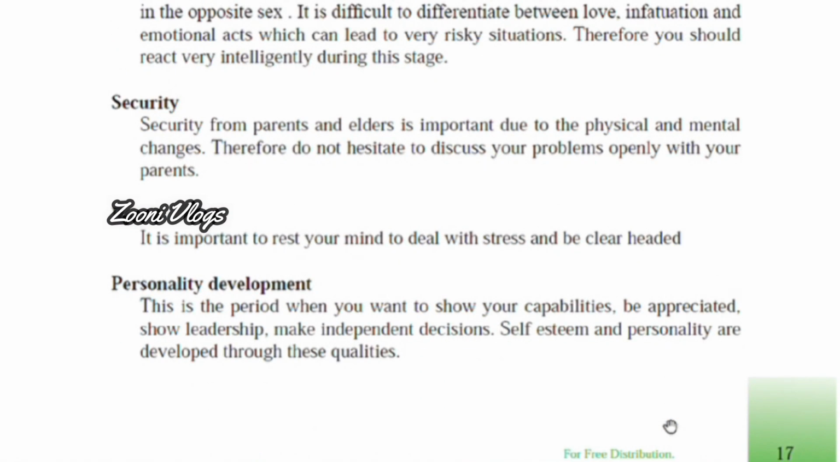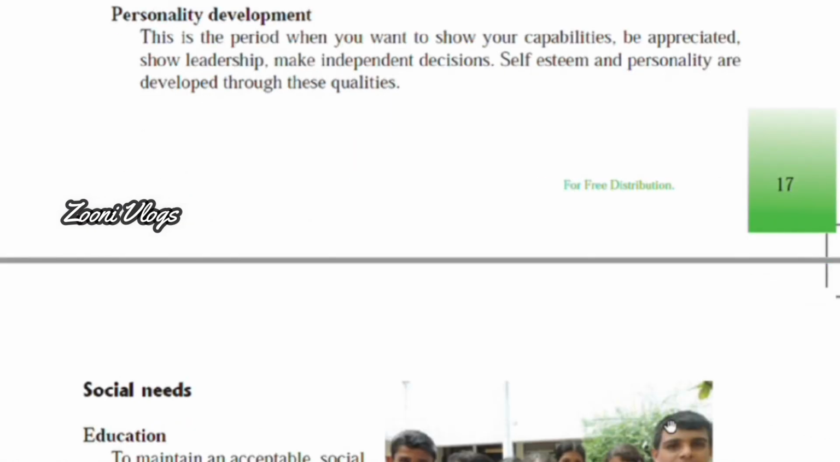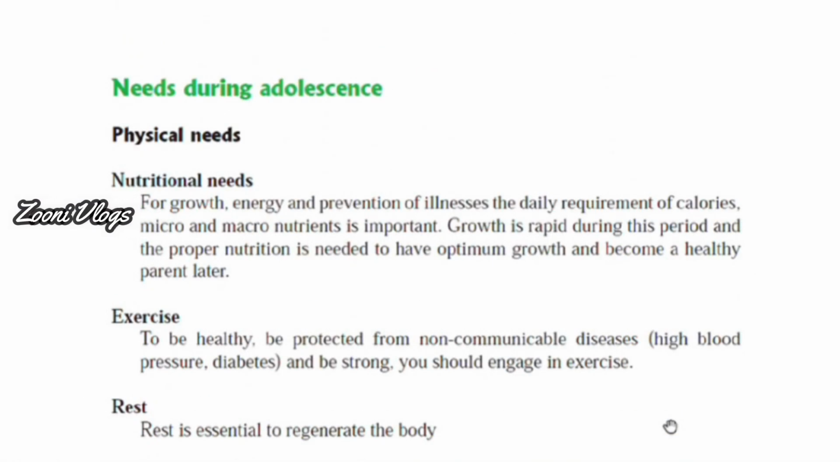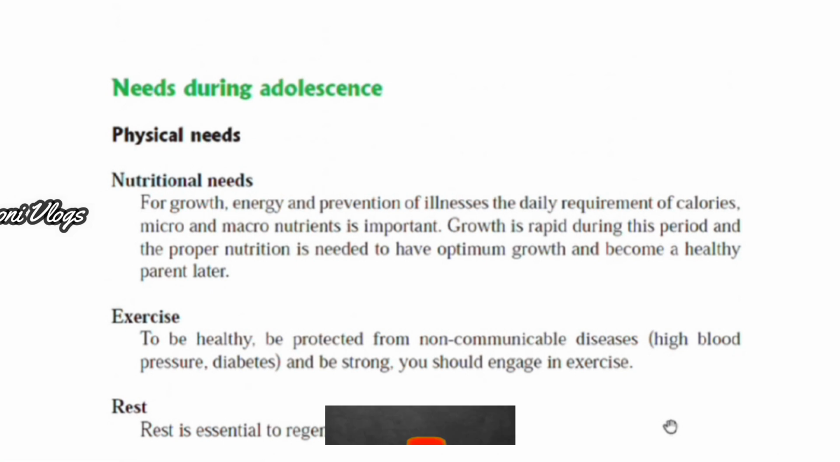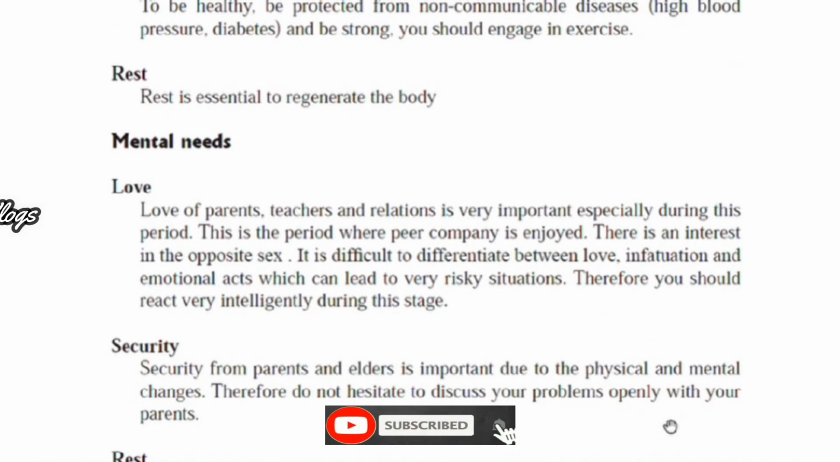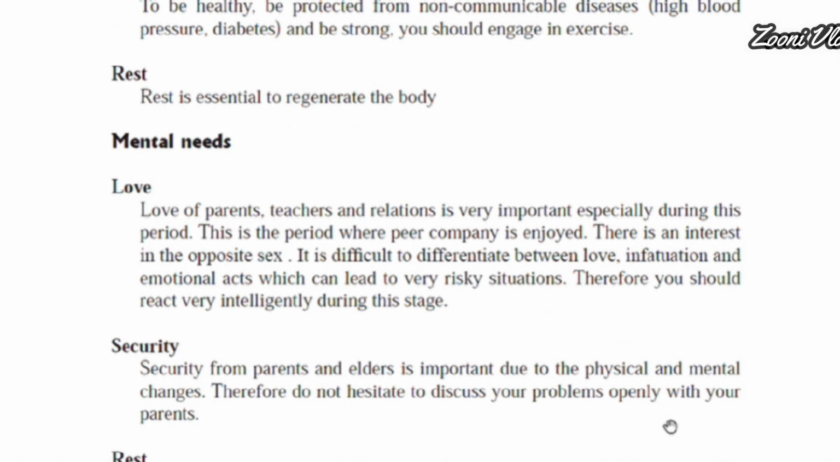Okay, here now you can see personal development as well. So physical needs, we discussed physical needs, mental needs. Under mental needs, love. Love of parents, teachers and relations is very important, especially during this period. This is very important.